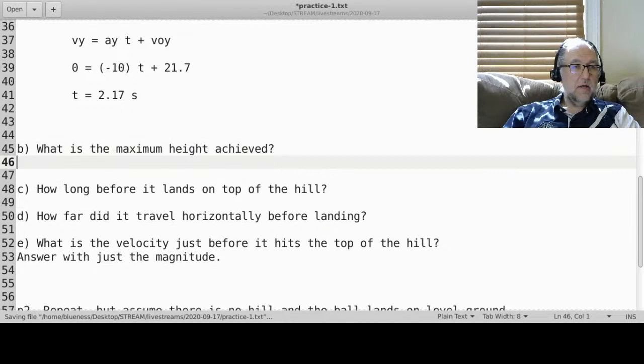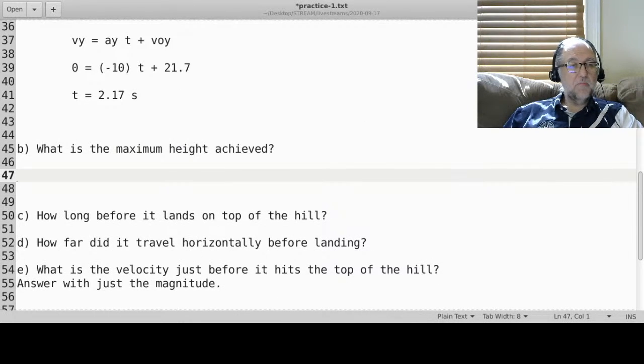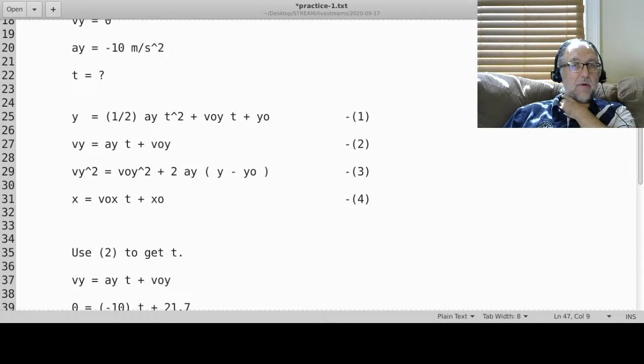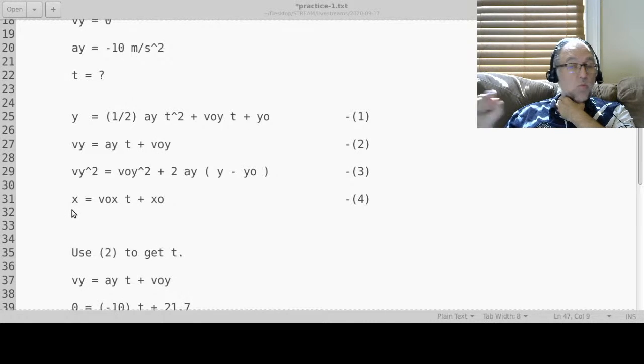Now the next one is, what maximum height is achieved? Basically you want to solve for the height, right? And you ask, well, what is height in these things? So x is how far it travels horizontally, and y is how far it travels vertically. Y naught is where it starts. It starts at ground level. And y is where it ends up, and that's the maximum height.